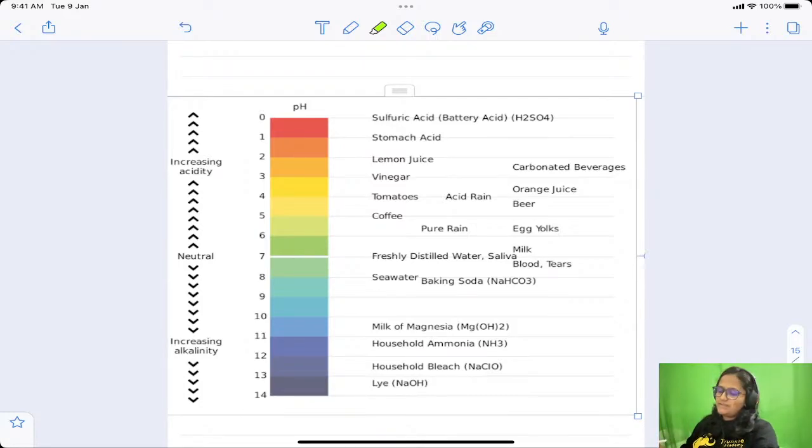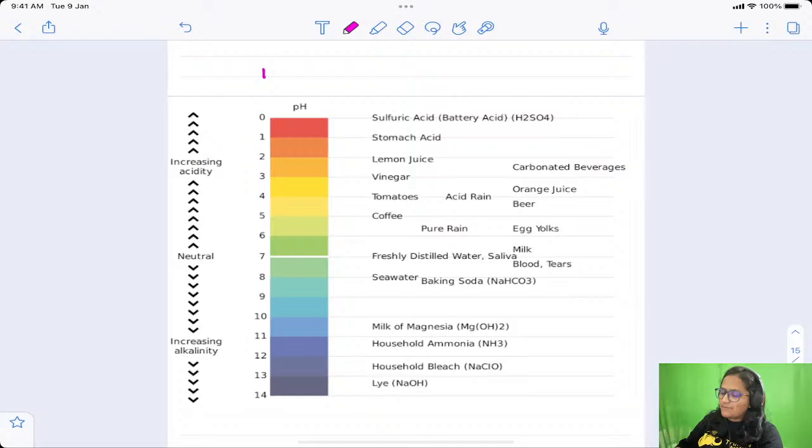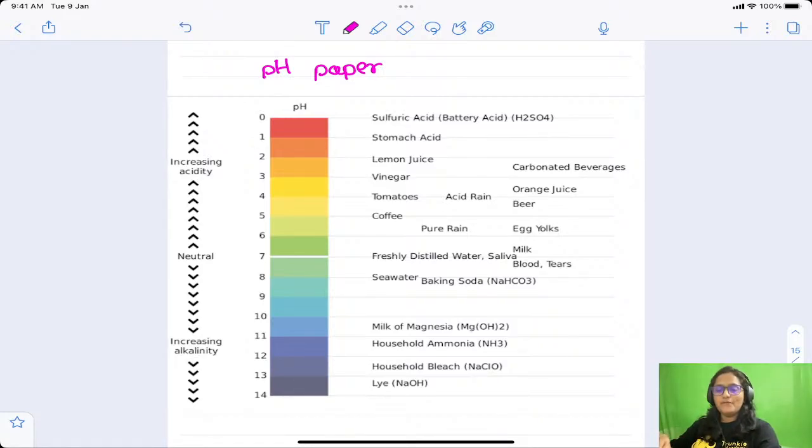Okay, so I hope you can see the image. So I'll explain this image to you. This image is of pH paper. So what is the pH paper? If you remember, we have seen about the litmus paper or turmeric paper. So what are these papers? These are nothing but the indicators used to find out whether the given substance is acidic, basic or neutral, right?